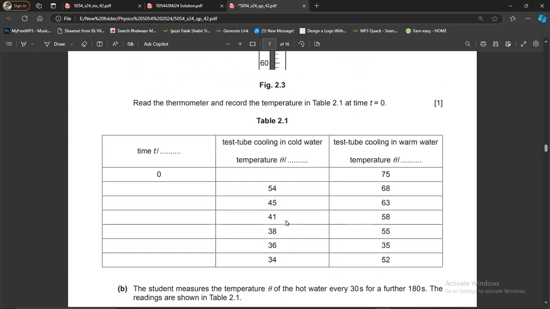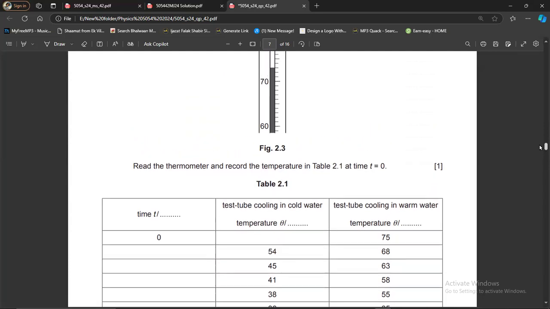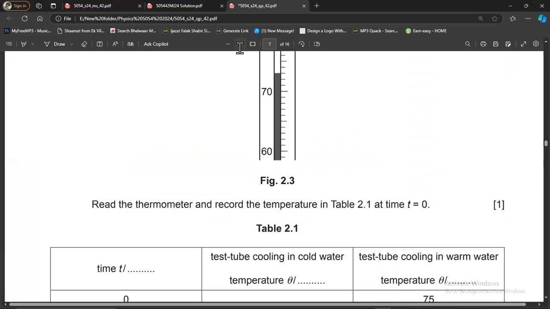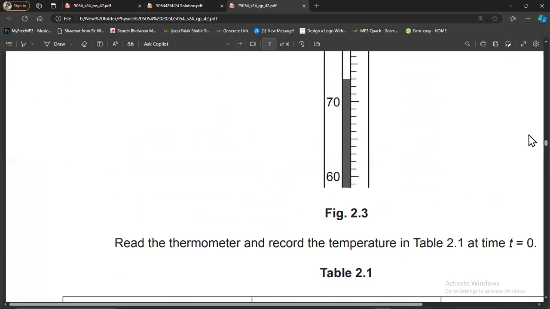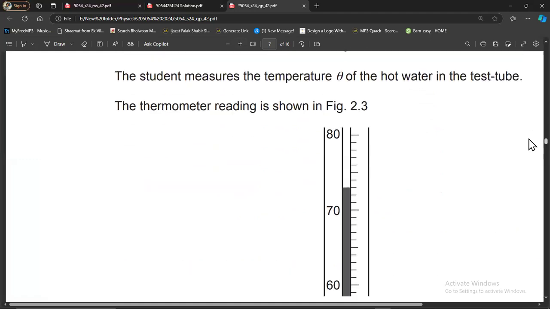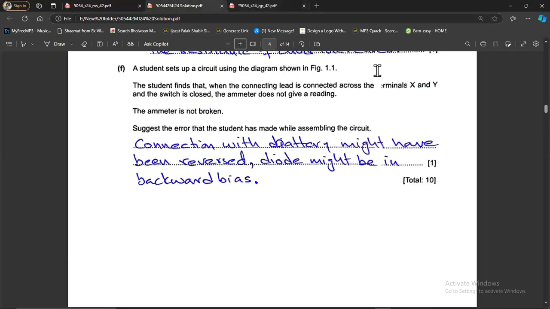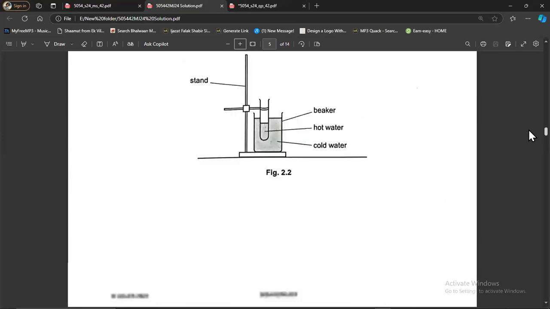So this is that table. Here we have to note down the time, the temperature, sorry. Okay, so what is this temperature? So this is 71, 72, 73. So I think that temperature is 73. The temperature is 73.